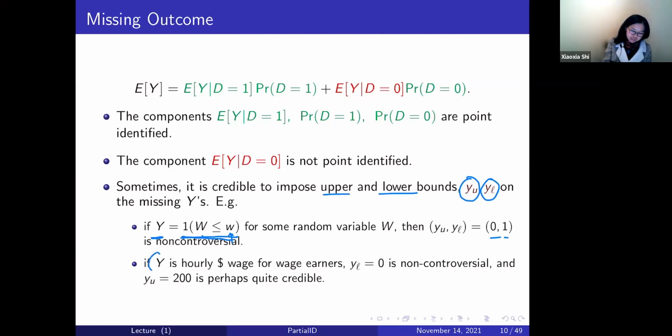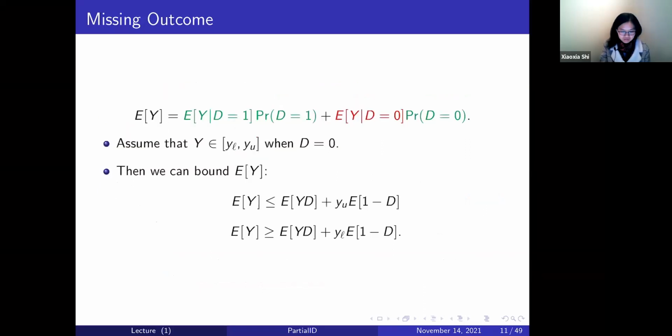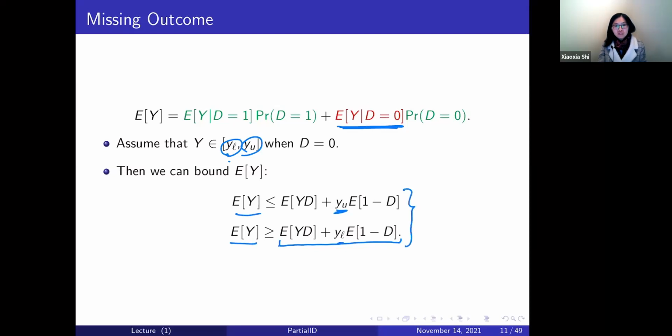Or in other cases, if Y is an hourly dollar wage for wage earners, then usually 0 is a credible lower bound, and maybe a high number is a credible upper bound. You can use these numbers to get partial identification for EY. Using this lower and upper bound, if you plug in the lower bound for this non-identified piece, then we get a value that is a lower bound for EY. If we plug in the upper bound, we get an upper bound for EY. So EY is partially identified by these two moment inequalities.